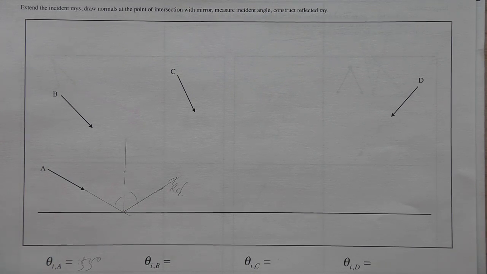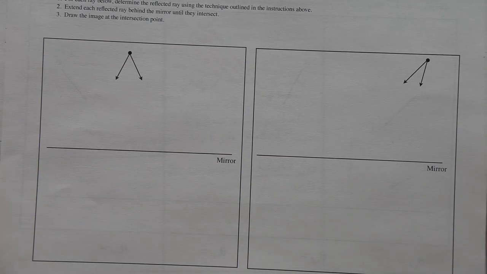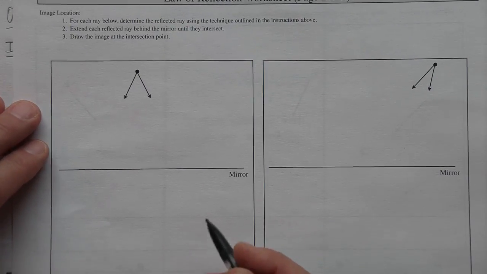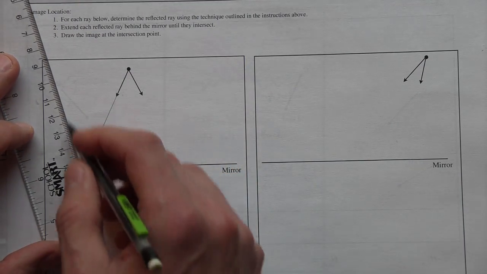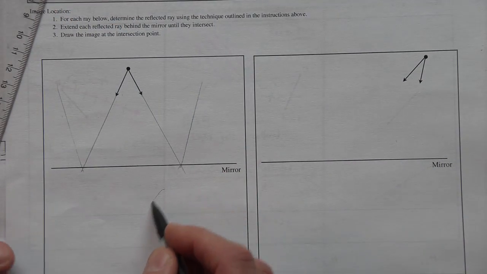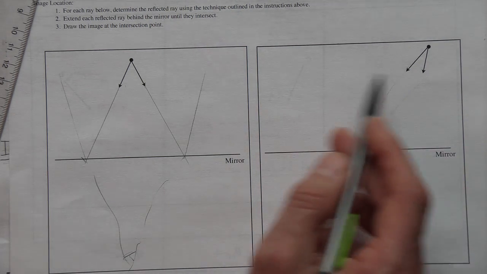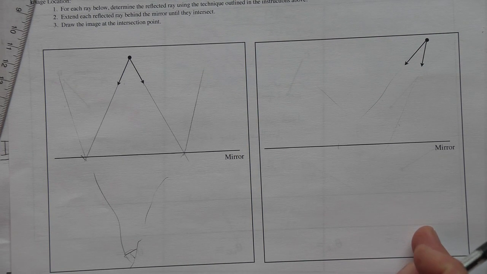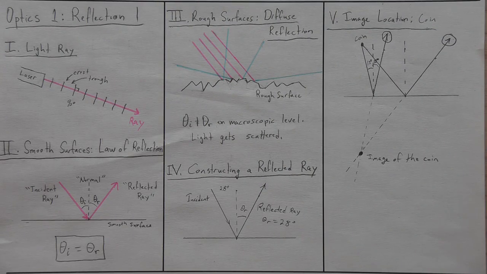And then on the next page, you're going to do that coin ray tracing to locate the image of the coin. Again, you have to do this with rulers and a protractor. You're going to go like this, measure the angles, make the reflected ray, and then trace these back, and then you say, okay, the image is there. The same thing here: reflect these two off, then trace them back, and you should see the image of the coin being somewhere around here. So that's the homework, and I'll see you in the next physics video lesson.